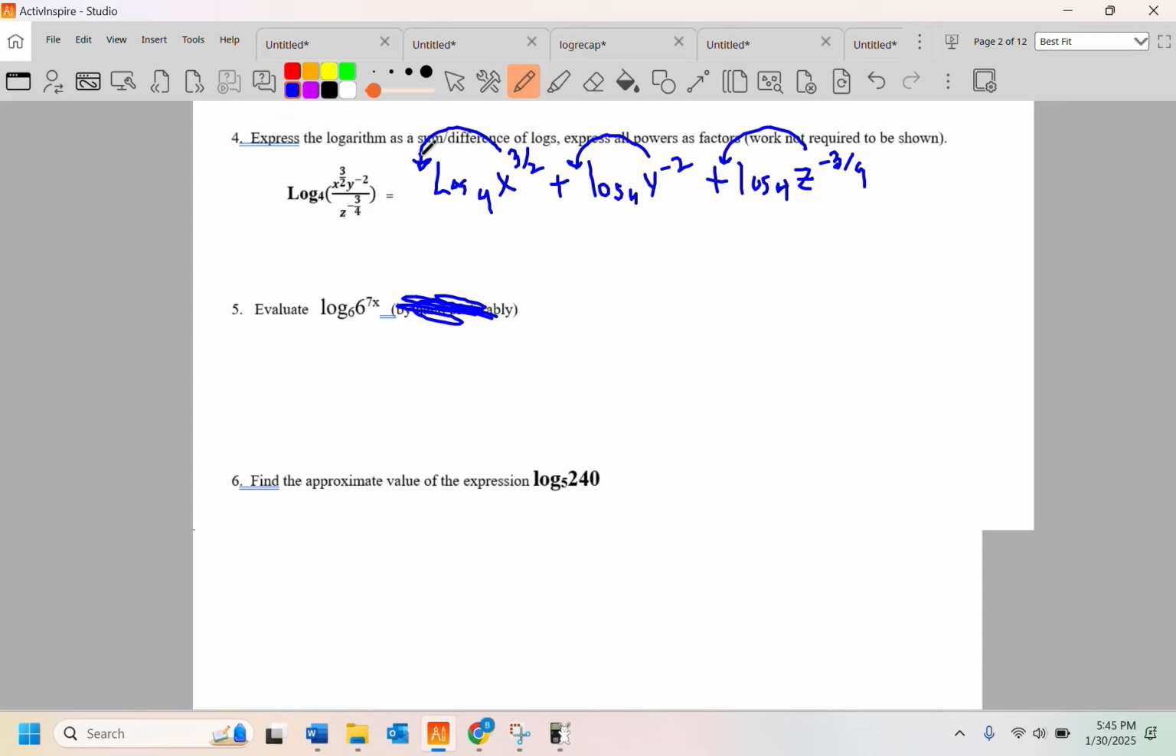Exponents go out front. So we have 3/2 log base 4 of x minus 2 log base 4 of y minus 3/4 log base 4 of z. It's not a hard problem.